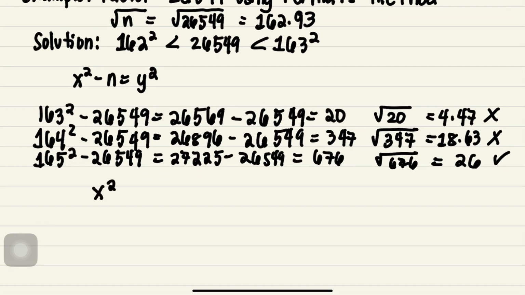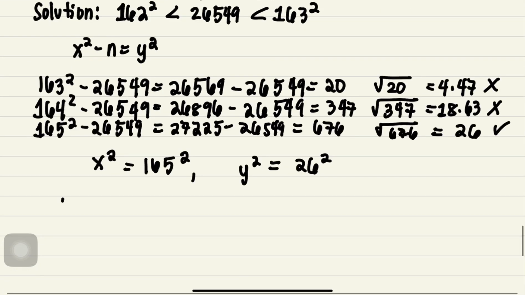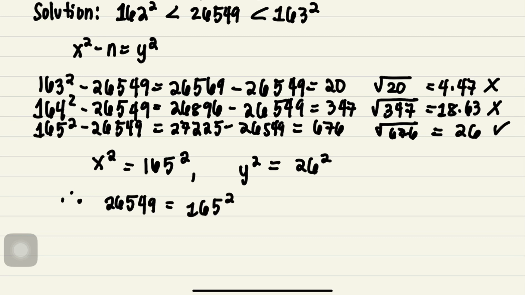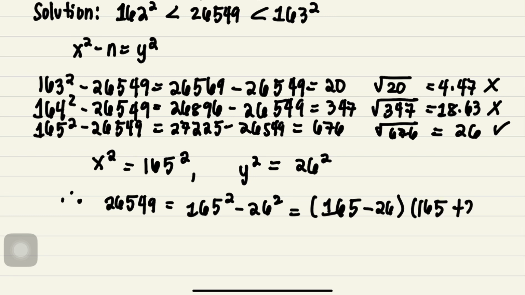Then we have x squared equals 165 squared and y squared equals 26 squared. So substituting the values into the formula, we now have 26,549 equals 165 squared minus 26 squared equals (165 minus 26) times (165 plus 26). So using Fermat's factorization method, we now get 139 and 191.